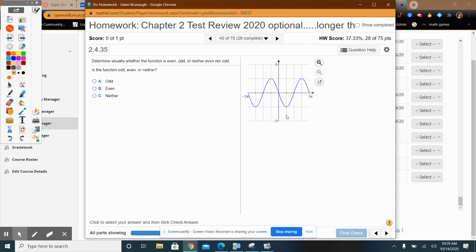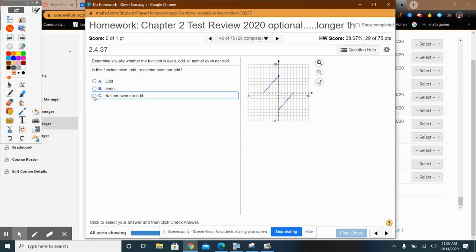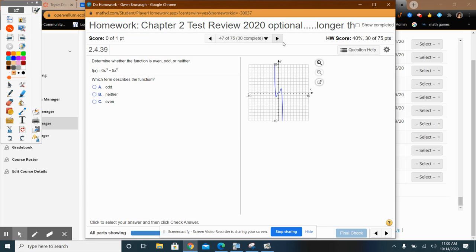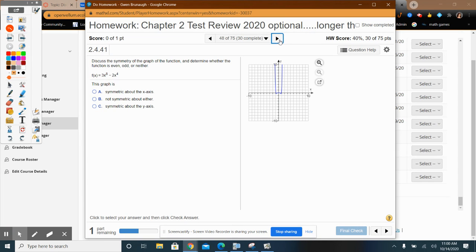This one has origin symmetry. If you flip it upside down, it would give you the same graph. So that is odd. This one looks like it has odd, but this has a solid dot and this has an open dot. So because of that, that is your neither. Okay, you're going to plug these in, or you can look at the graphs on those.